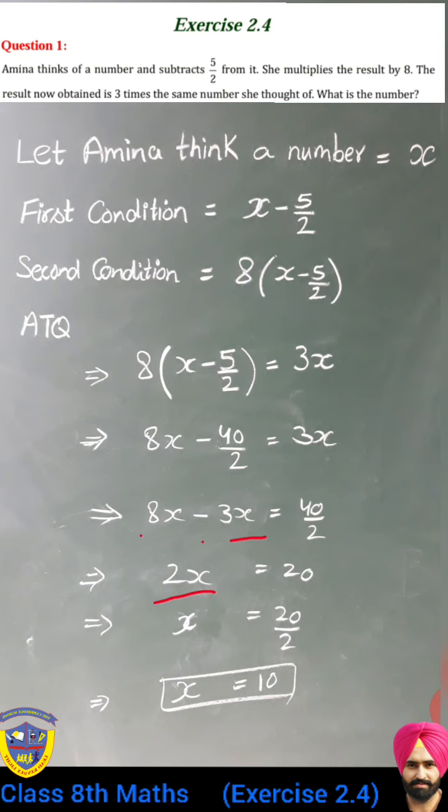Now divide both sides by 5, you will get 5x divided by 5 is equal to x, and 20 divided by 5 you will get 4. So the number she thought is equal to 4. Is it clear?